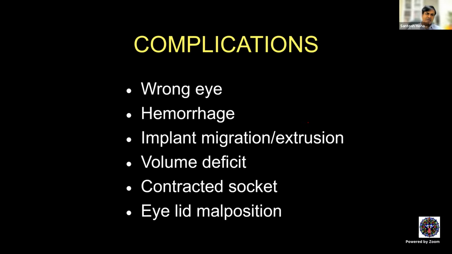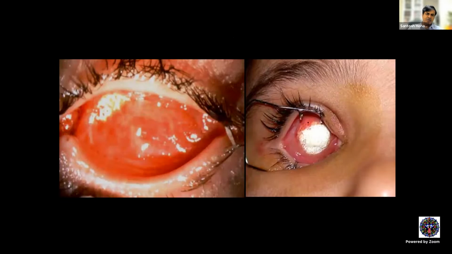So hemorrhage is not a major problem with all these electrosurgical devices. Hemorrhage is hardly a problem unless the patient has trauma or infection. Implant migration and extrusion has also become a story of the past. Very rarely does it happen. Volume deficit is a problem because children grow into adults and their volume may not always match, and you can always replace it. Contracted socket will deal in the next class. Eyelid malposition is hardly a problem.